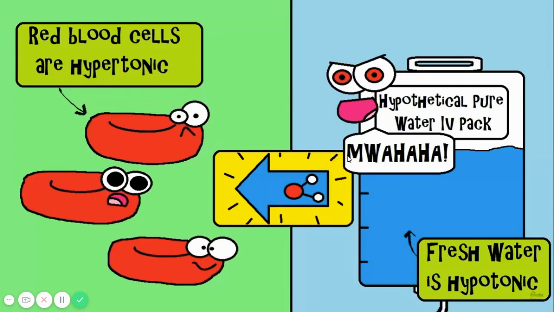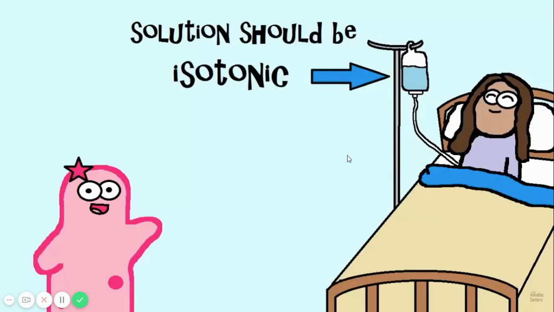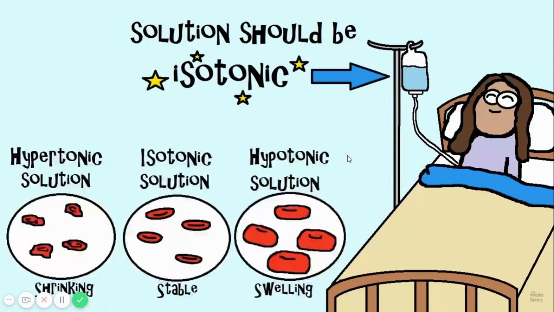The cells would swell with water and possibly burst. Exploding red blood cells are not fun. If a person needs fluids, they typically receive a solution that is isotonic to their blood plasma. Isotonic means equal concentration. So you wouldn't have any swelling or shrinking red blood cells. And that's a good thing.